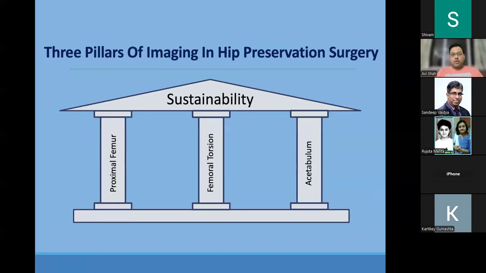Thank you. So again, the question was imaging in hip preservation. We need to know what we can easily reproduce. Otherwise, you can get whatever imaging you want, you're not going to get the answers. We want to see the proximal femur properly. We want to know about the femoral torsion, because torsion plays a very, very important role with all of the things that we are discussing. And we want to see the structures of the acetabulum and around the acetabulum.